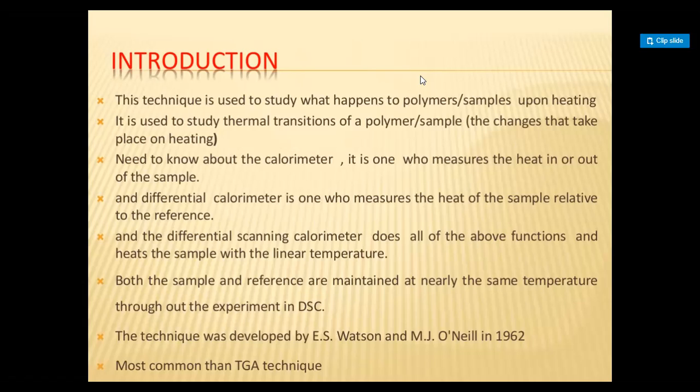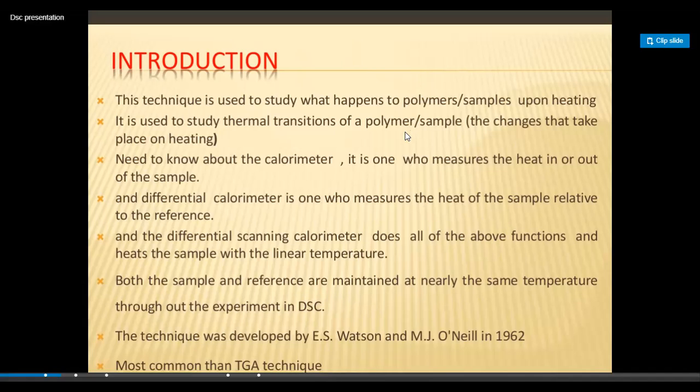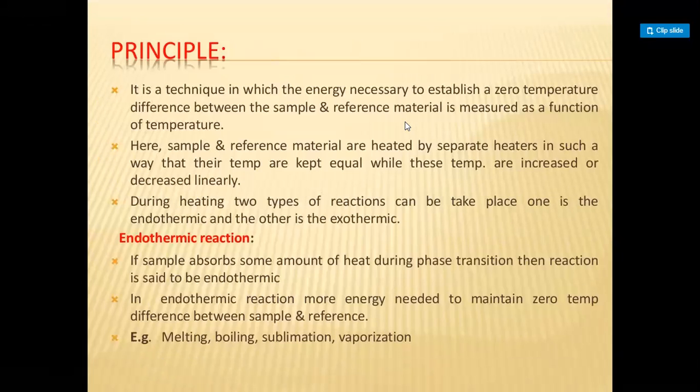The technique was developed by E.S. Watson and M.J. O'Neill in 1962, and is more common than the TGA technique. The principle: it is a technique in which the energy necessary to establish a zero temperature difference between the sample and reference material is measured as a function of temperature. Here, sample and reference material are heated by separate heaters in such a way that their temperatures are kept equal, while these temperatures are increased or decreased linearly.